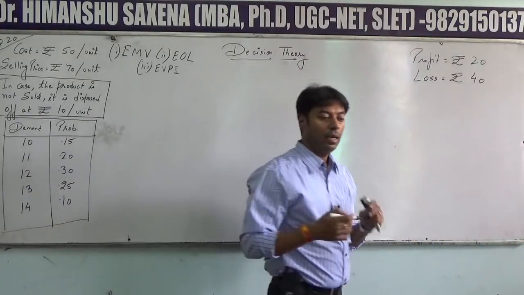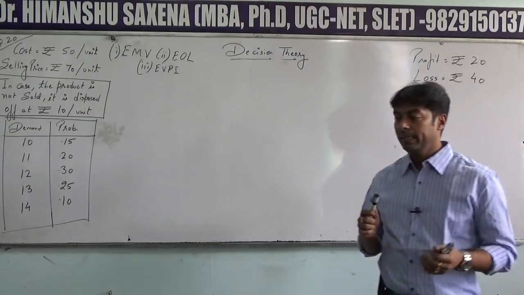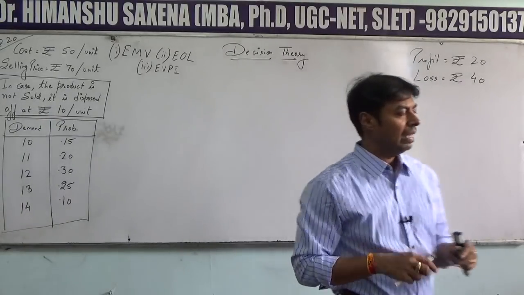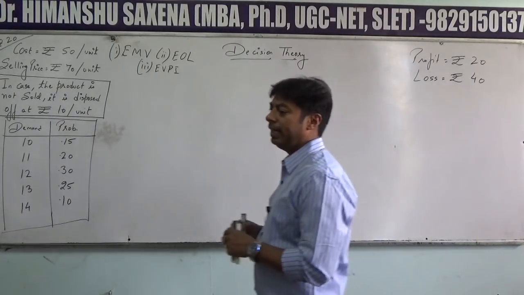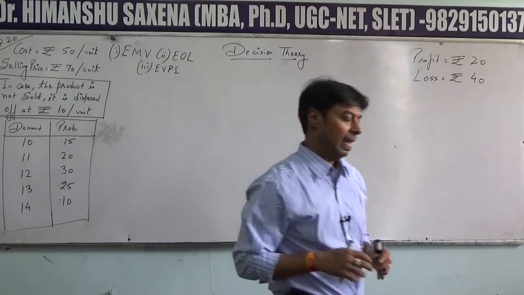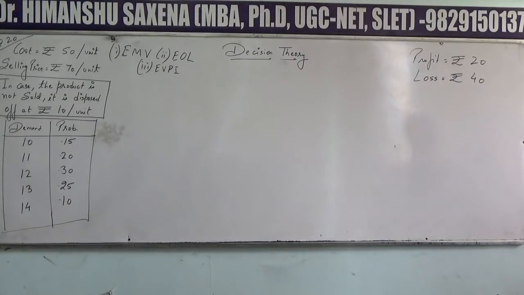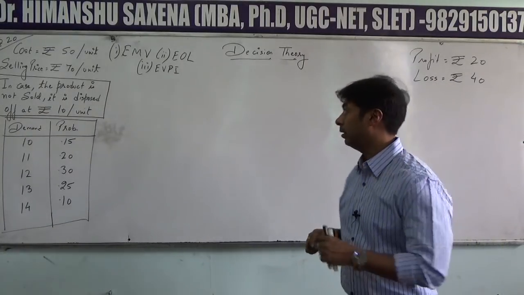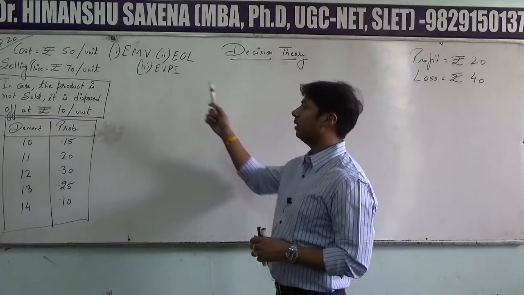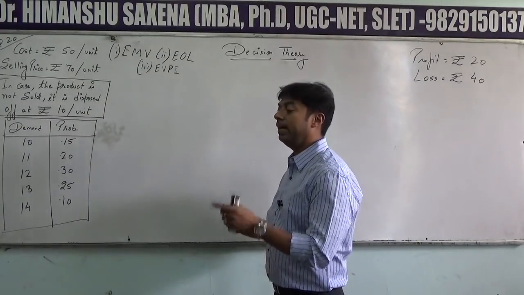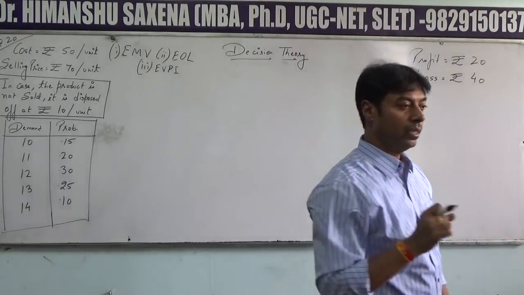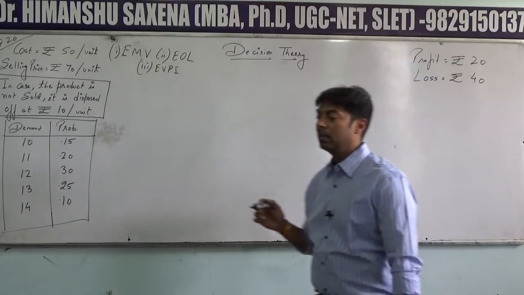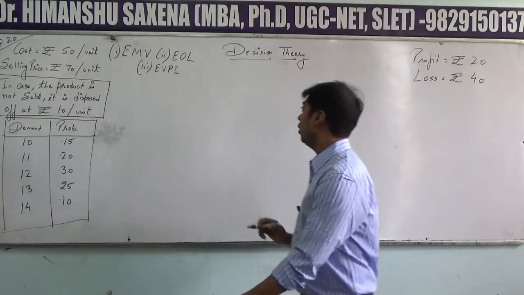The full form is expected monetary value. Now expected monetary value in simple words is indicating expected profit. The term expected monetary value is indicating expected profit. So we are going to calculate expected monetary value over here, and write down the first step that you are going to apply. Please take down the first step, that is construction of payoff table.